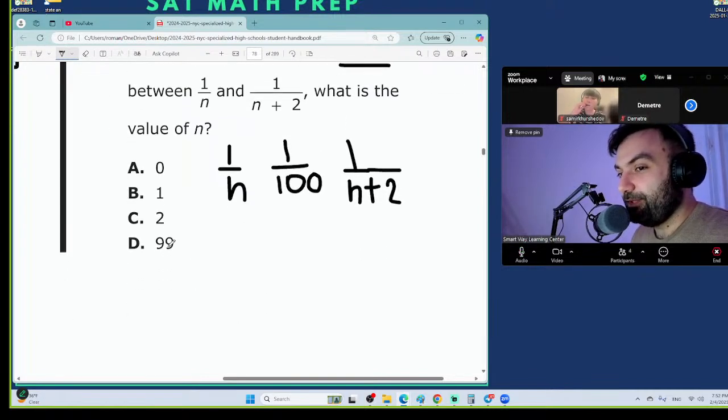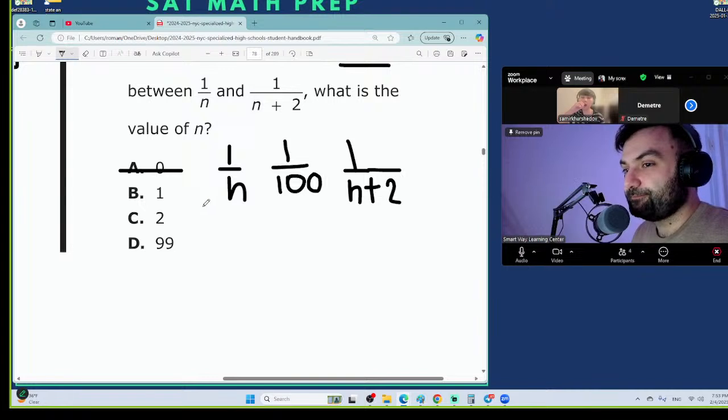And now, if you're going to start plugging in the answers for n, you will find the answer. It cannot be a 0. Why can it not be a 0? Because we cannot have 1 over 0. Wrong. Then you're going to plug in B, you won't find it. Plug in C, but plug in 99. Plug in 99 for n right now. What are you going to have?